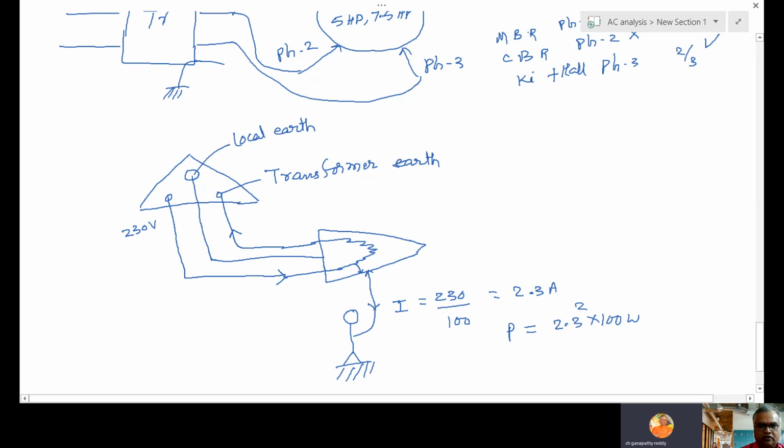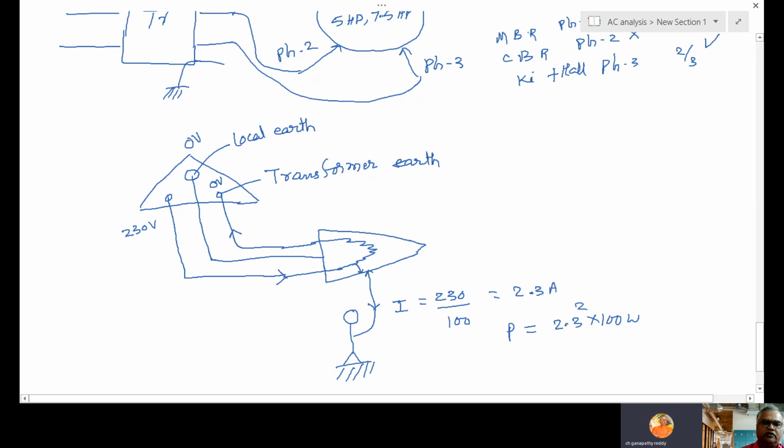Local earth. So any builder, when they are constructing the flat, they keep a GA wire in the wall. That GA wire will come to here. That is in the wall. Wall is connected to earth, na? So again, it is a zero potential. This is also zero potential. This is also zero potential. Now this zero is connected to body. If filament touched the body, body is contacted to ground.